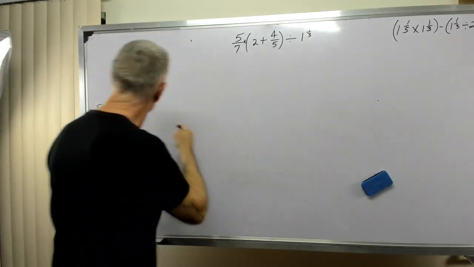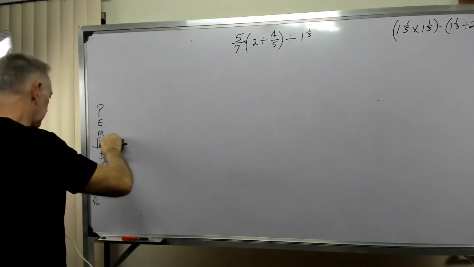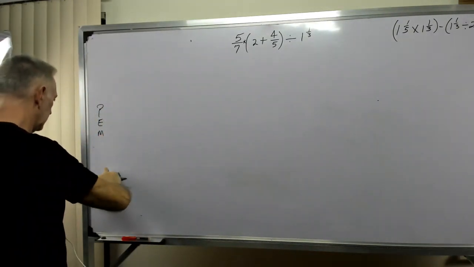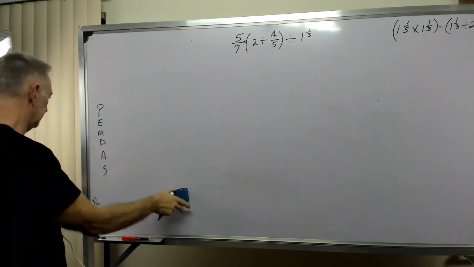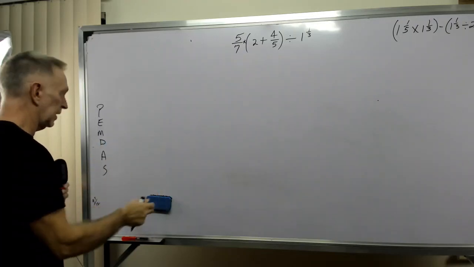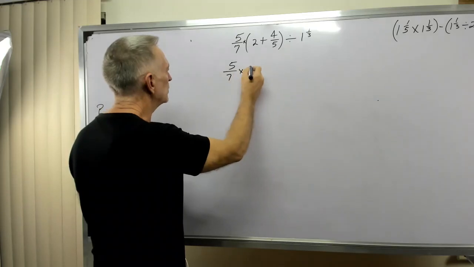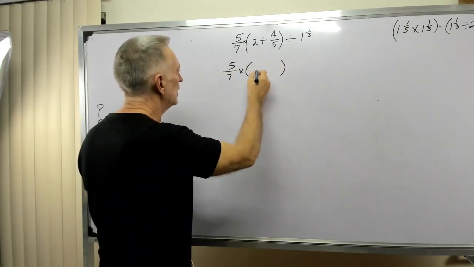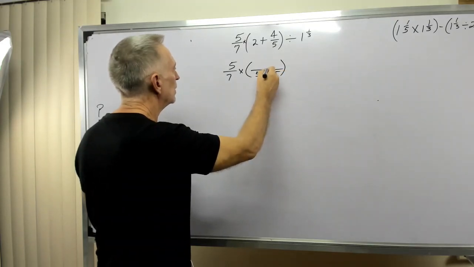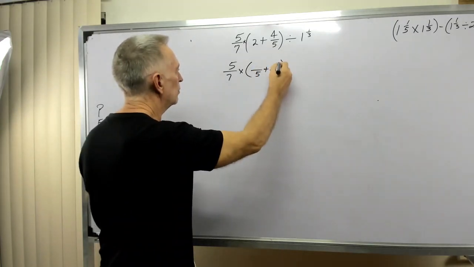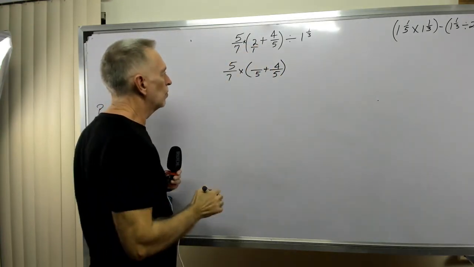Well, please excuse my dear Aunt Sally. Parentheses first. My dear Aunt Sally. That's a bad looking D. Okay. We have 5 over 7 times the parentheses. I need to get a common denominator. Well, this one's already over 5. So this is really 2 over 1.